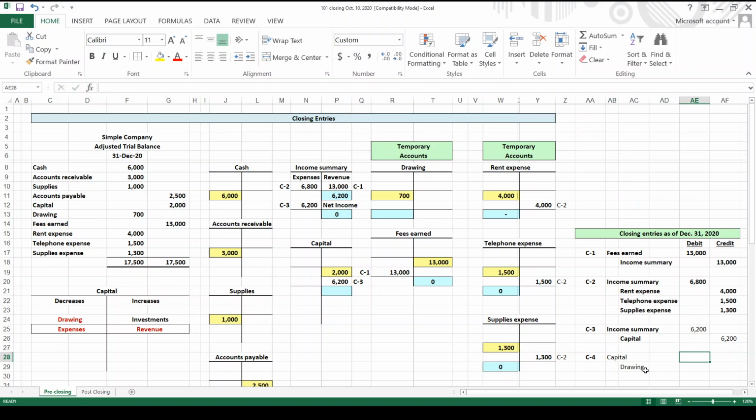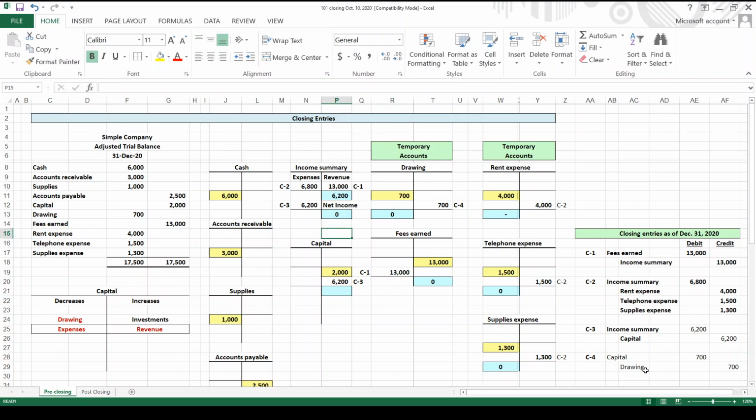That's where we could have put it in the first place, right? But we didn't, because we wanted to track drawing throughout the entire year. All right, let's post this one up and see what happens. Drawing, $700. C4. What's the balance? 0.